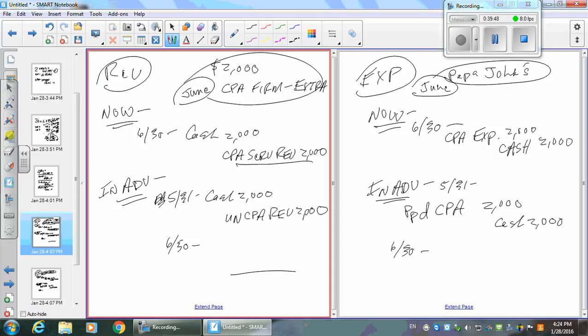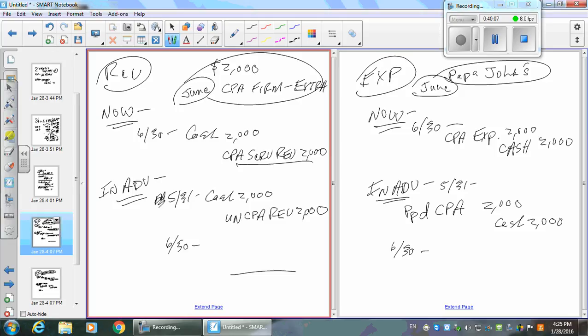You credit service revenue because you did the services, not because you got paid, right? You separate the cash flow from the service. Got it? That's what accrual basis does. By the way, accrual basis includes accrual and deferral, right? We just call it accrual basis. Okay? All right, so what would this one be?